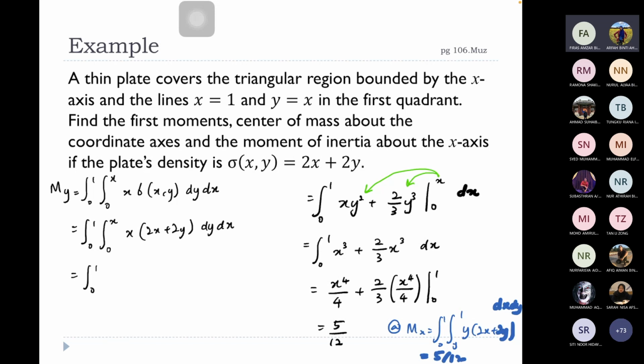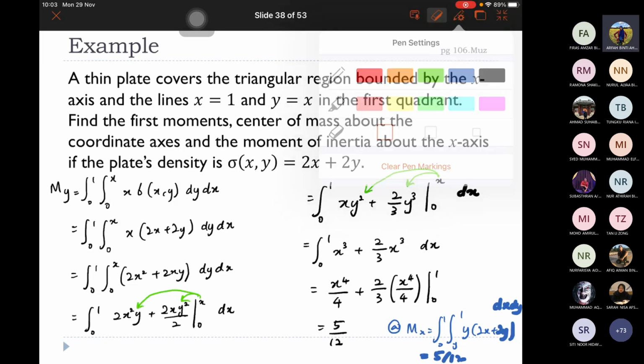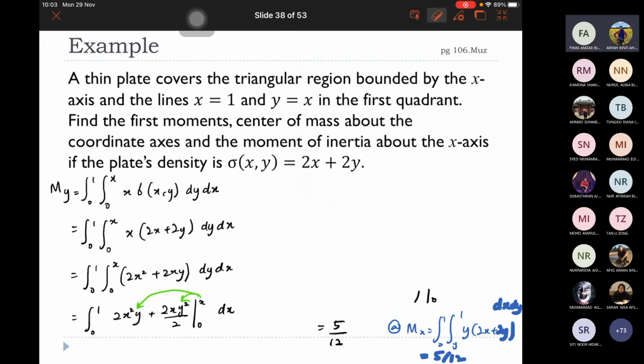Okay. Integration 0 sampai 1, 2X kuasa 2 ditambah 2XY dy dx. Integration 0 sampai 1, 2X kuasa 2Y tambah 2XY kuasa 2 per 2, 0 sampai X dx. Gantikan Y dengan X. Okay, substitute in there.